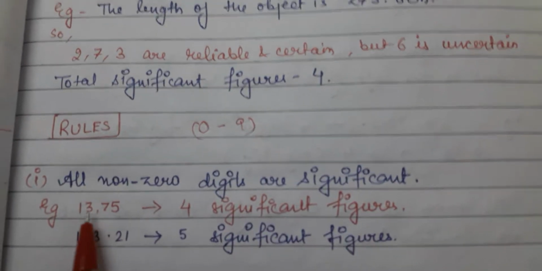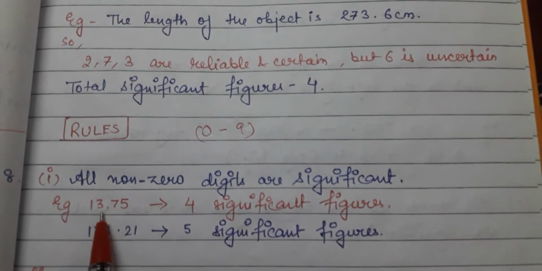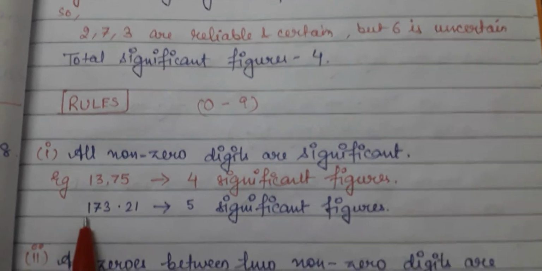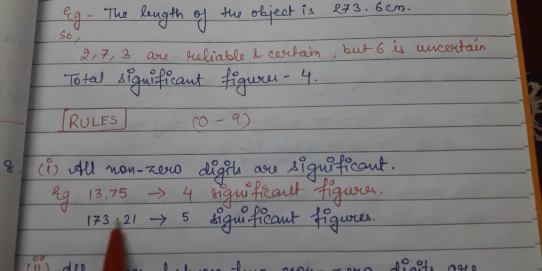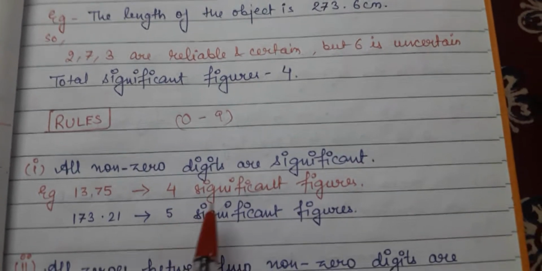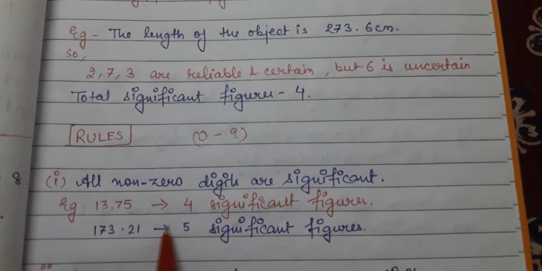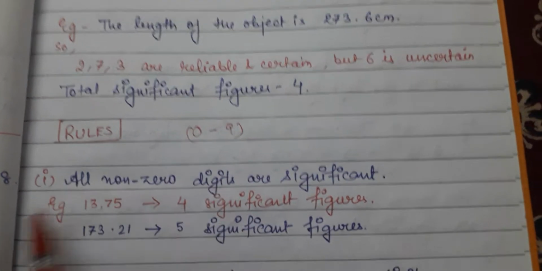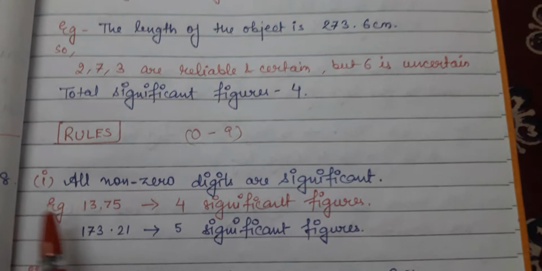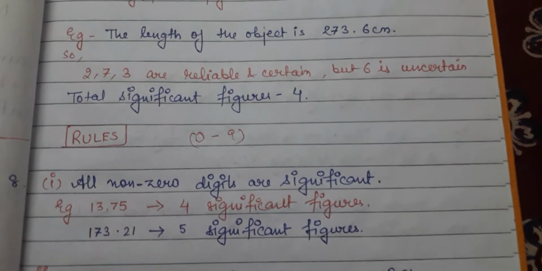For example, 13.75. So here I can see 4 non-zero digits, 1 3 7 5, 13.75. So how many significant figures did we get? 4 significant figures we got. And then suppose another example, if I take 173.21. Okay, so how many non-zero digits are there? There are 5 digits. So how many significant figures are there? 5 significant figures. Okay, so always remember, if the measurement is made up of non-zero digits, wherever the decimal point is located, don't worry, all the non-zero digits are significant figures. Okay, so you can write down 5 in this and 4 in this.